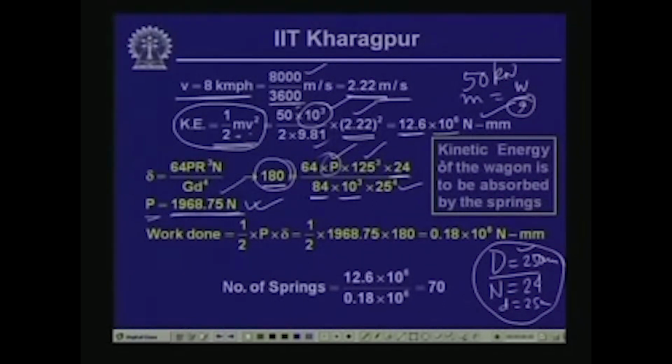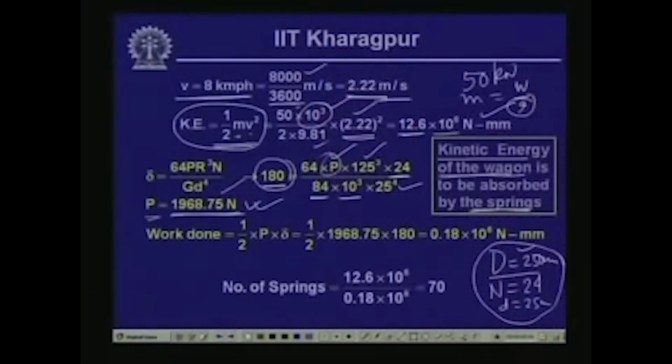And as I said, the kinetic energy of the wagon is to be absorbed by the springs by applying that load and allowing that deformation, which we call the work done by the spring. That means, to achieve a maximum deformation of the spring up to 180 millimeter, we can apply a load P, which is 1968.75 Newton. So, this load will do some amount of work in pushing the spring up by 180 millimeter.